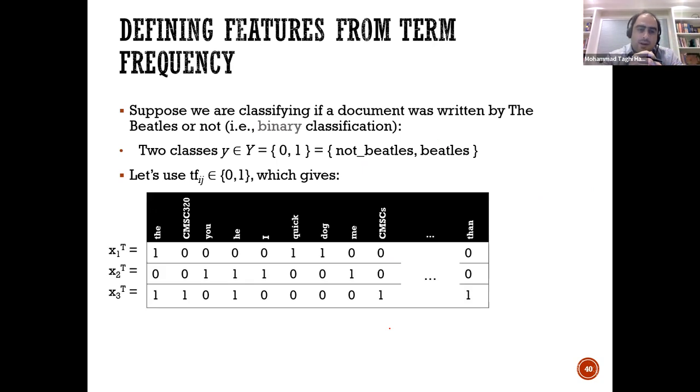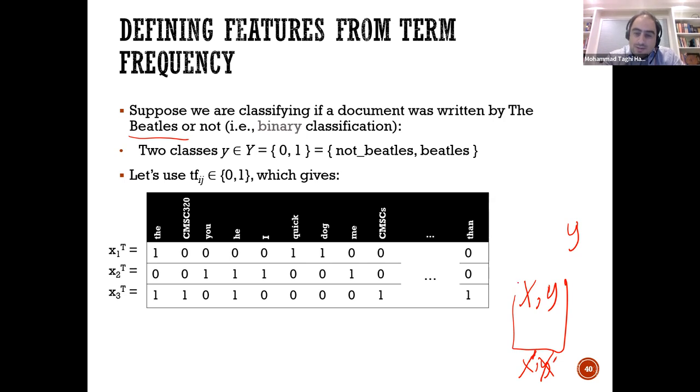Let's see this particular example. Suppose we are classifying a document, whether it is written by the Beatles or not. So this is a binary classification. It means that 0 is not Beatles, 1 is Beatles. So that is the Y. This Y essentially is the target variable in some sense. So what is X? This is important. In any machine learning task, you will generally give X and Y. For different X's, we will say what is Y. This is supervised learning, essentially. Y is the target value. And then for some new X prime, you don't know what is Y prime. And this is the prediction that you need to do.